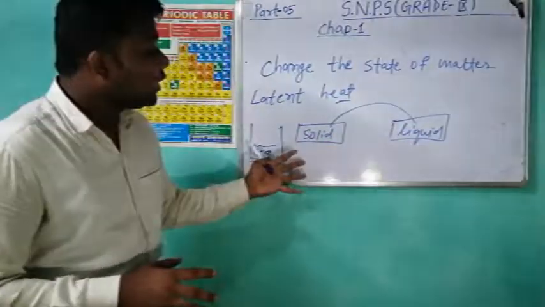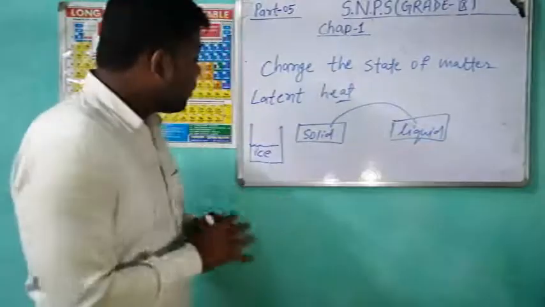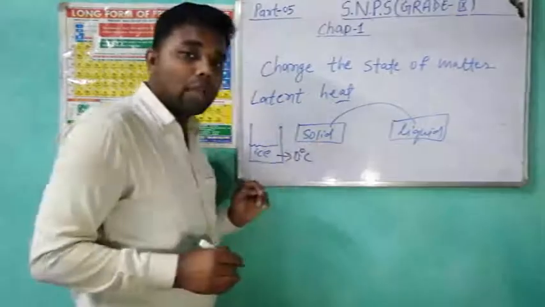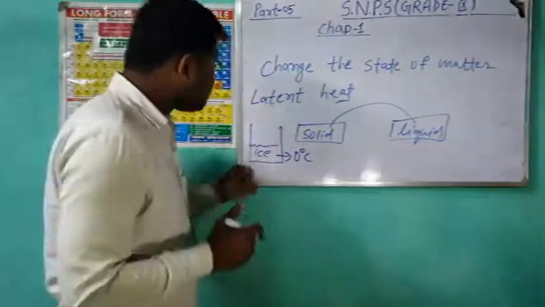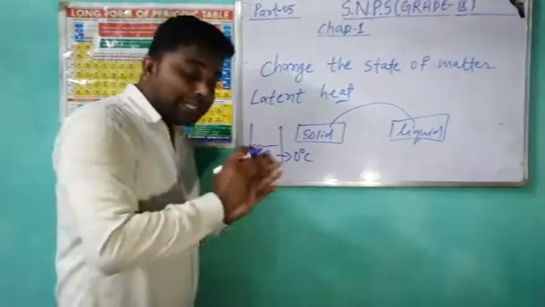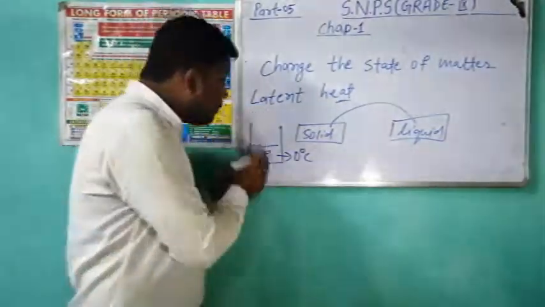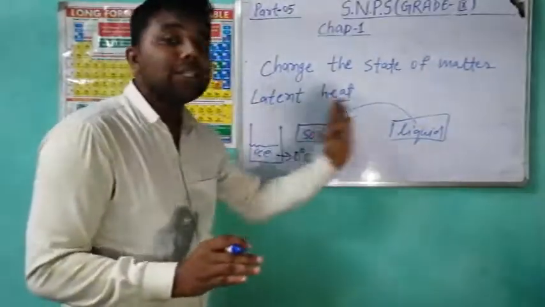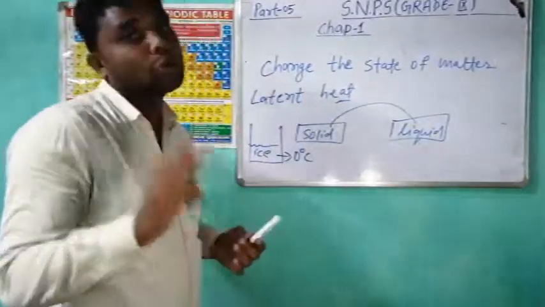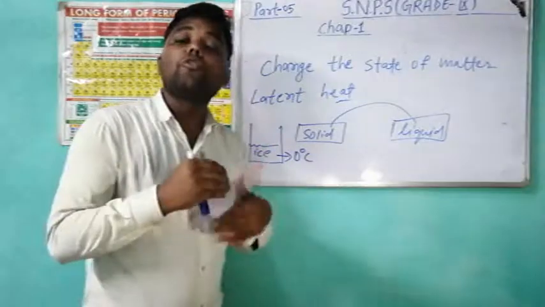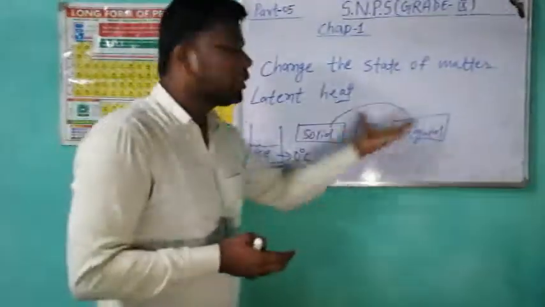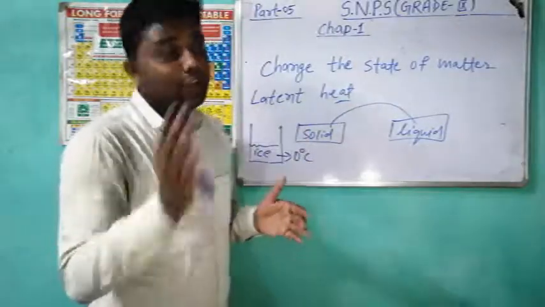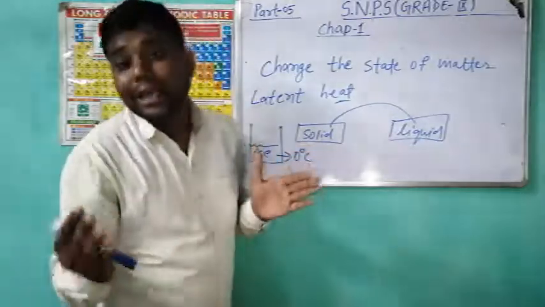If we have some solid and we convert it into liquid, suppose we have ice and its melting point is 0 degrees C. We start heating it. Then until it is converted into liquid, the temperature of the ice does not change. Okay, so this is called latent heat. There are two types of latent heat: the latent heat of melting, in which solid is converted into liquid, and the latent heat of vaporization, in which liquid is converted into gas.